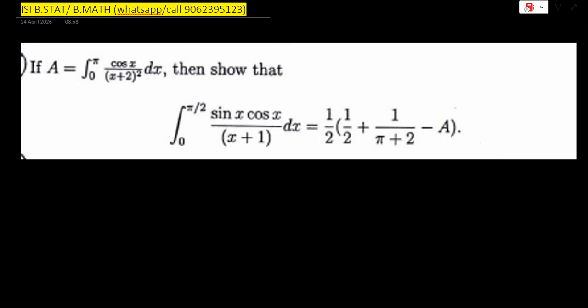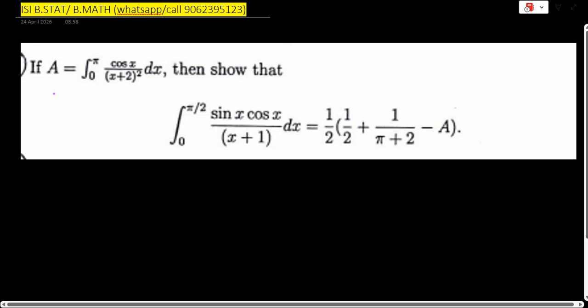Okay everyone, look at this question. This question is from the ISI BStat BMath examination. Now ISI BStat or BMath is not about solving 100 questions. It's about solving one question in 100 smart ways. And today's question is exactly that type, the connection between two different integrals. Now come to the question.